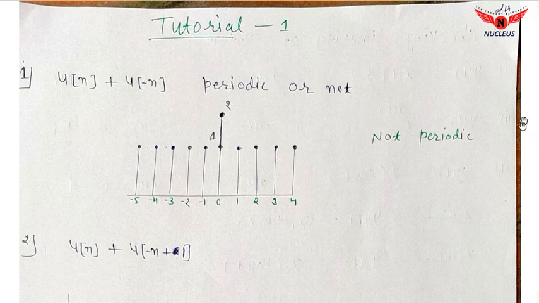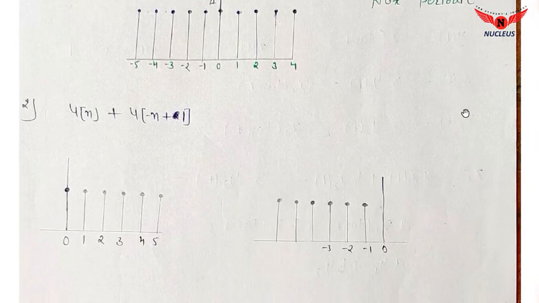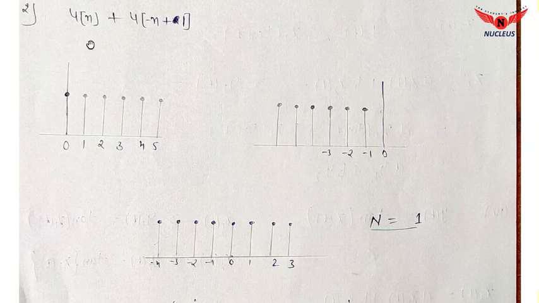Let's take another example. So this is another example. u1 is given in this form. This is the graph of u1, and the second term is u minus n plus 1. To find the graph of this signal u minus n plus 1, first apply the reversal property. To apply the reversal property, all values will be a mirror image about the y-axis, okay. These terms will be a mirror image about the y-axis.